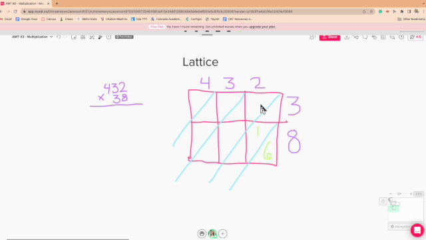3 times 2, which is going to be 6. So there I'm going to do a 0 here and 6 down here. Hope you can tell that's a 6. 8 times 3 is 24, so I'm going to write the 2 up here, the 4 down here. 3 times 3 is 9, 0 in the tens, 9 in the ones. 3 times 4 is going to be 12. And 8 times 4 is going to be 32.